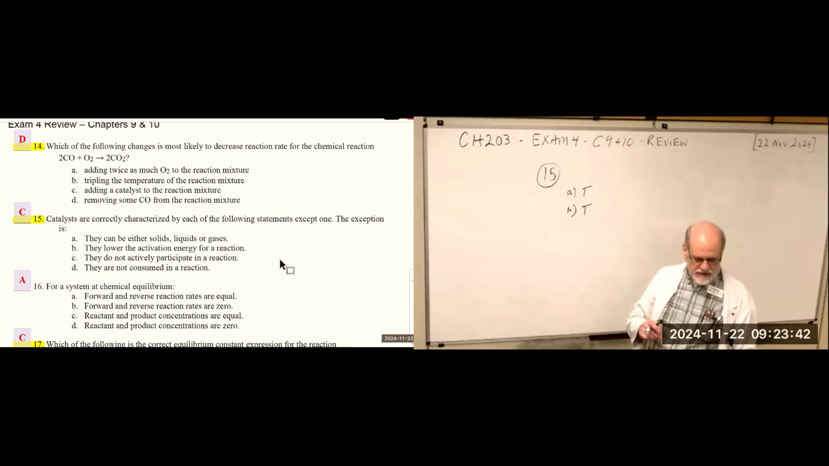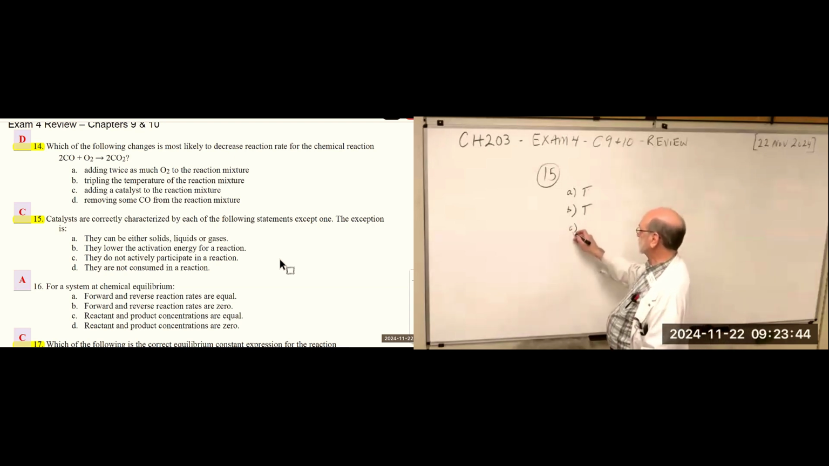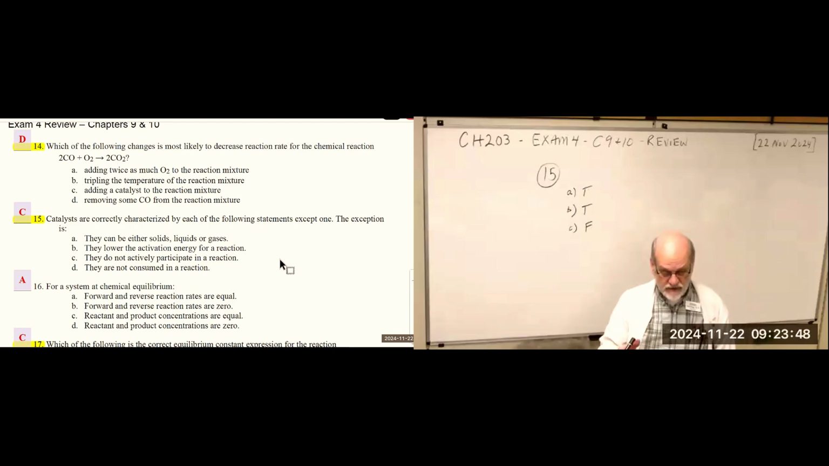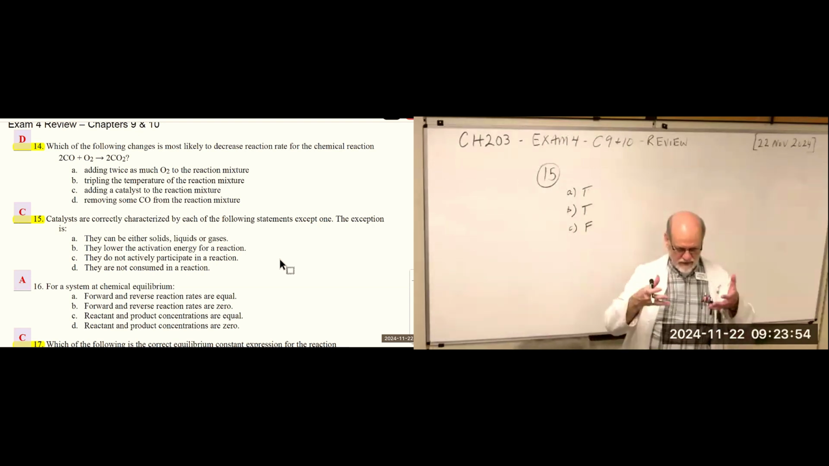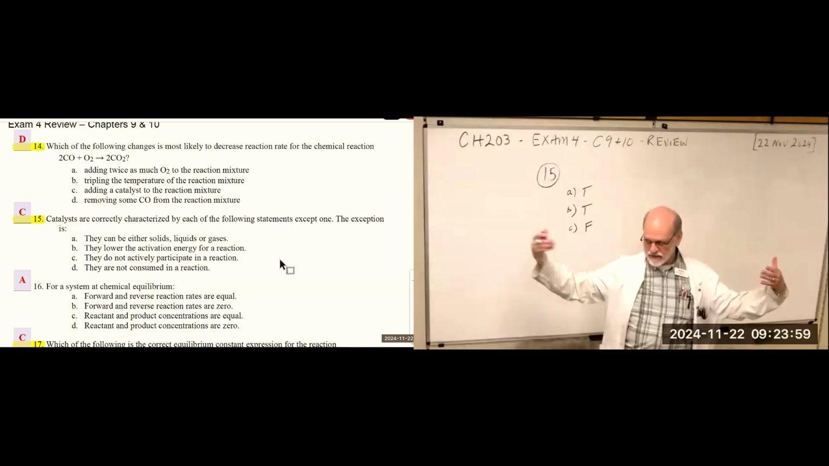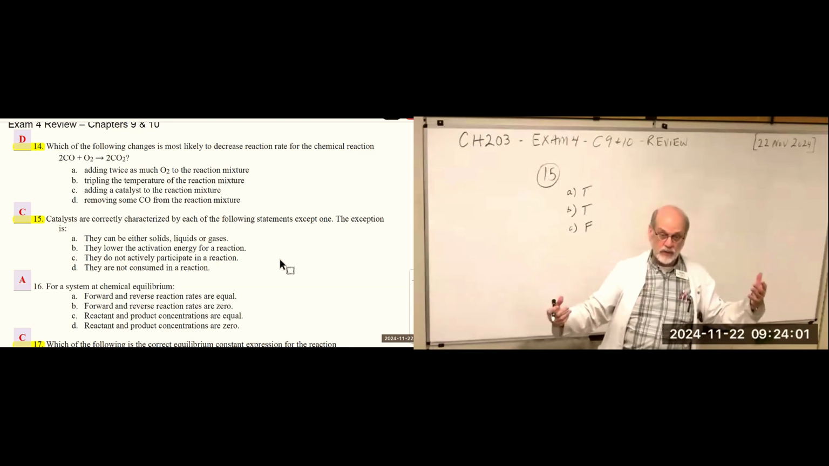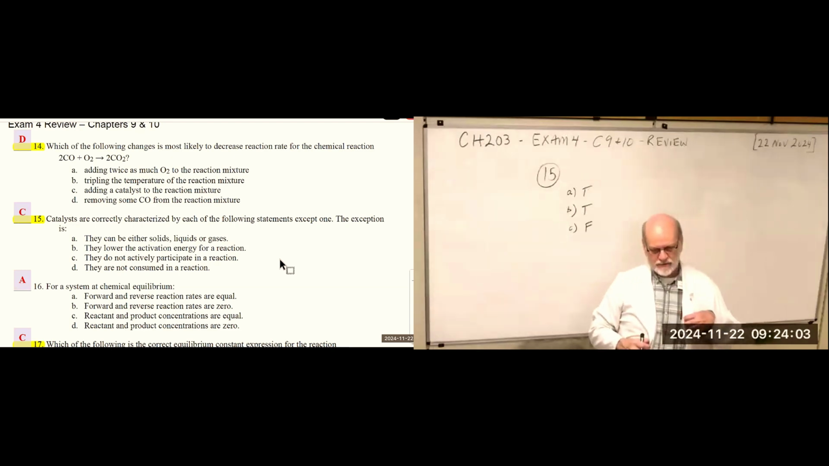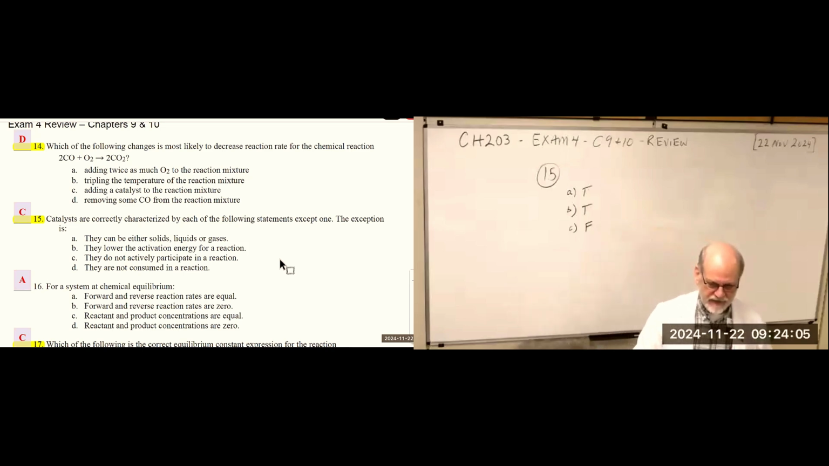They do not actively participate in the reaction. That's false. They do actively participate in the reaction. It's just that they go in one end and come out the other. And from a macroscopic observation, it looks like they didn't do anything because they go in here and they come out here. You know, what happened in between? That's mechanisms. And we don't get into that in this course.